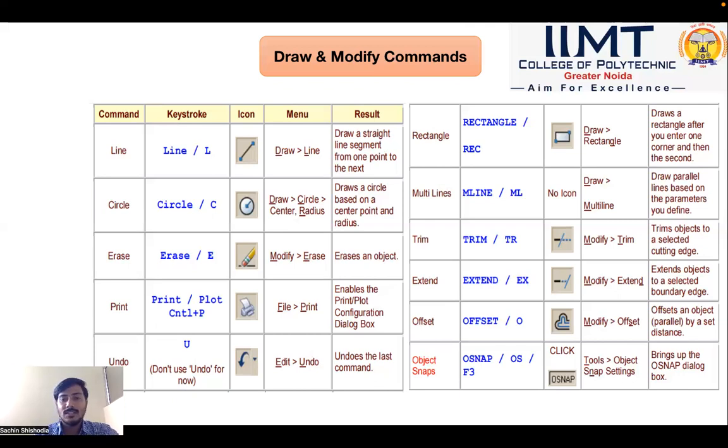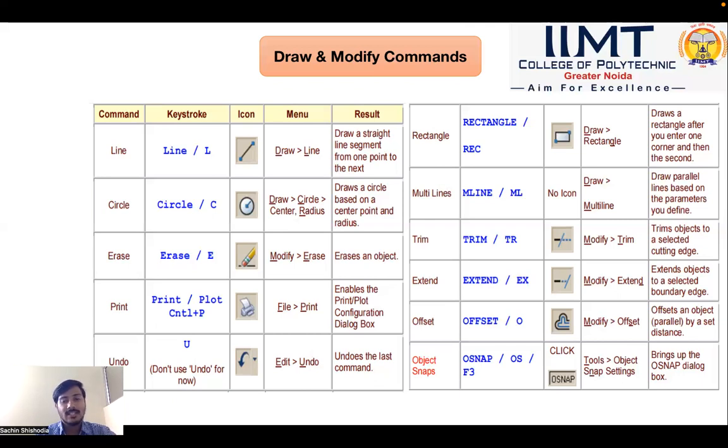Another is the rectangle, for which the shortcut is REC. To draw a rectangle, you enter one corner point and then the second point. For multilines, we can use ML. The next one is trim. The shortcut we use is TR. It trims objects by selecting the cutting edge, basically.